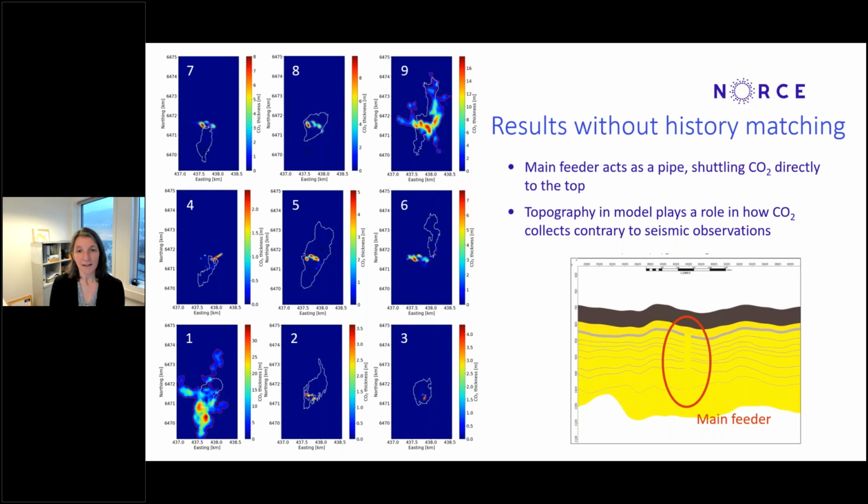And what you see very clearly is this main feeder. There are, if I recall correctly, 3 feeders, one which shoots up through the entire formation, and this is really acting as a pipe. If you don't do anything else, it just shuttles CO2 directly to the top, and you don't get any CO2 spilling into these other permeable formations. What we also see here is that topography really plays a role. If you go to the next slide, I'll show you a quick highlight of that.